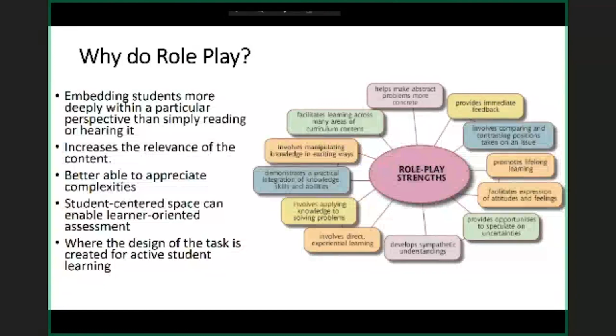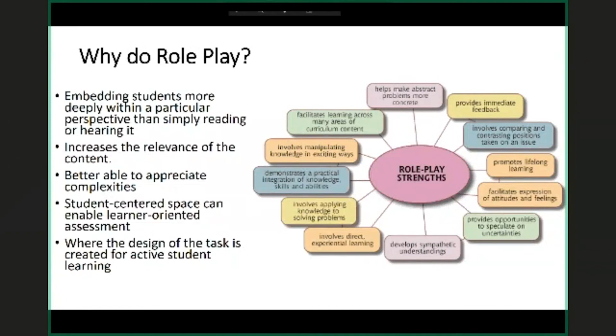So I always had those one or two people in the front row asking the questions, but I really needed more engagement. So that's what the role play could help with. Those are some of the strengths that it can help with. It demonstrates a very practical integration of knowledge, skills, and ability. So that is an important takeaway that we need in our classes: how can we do that?